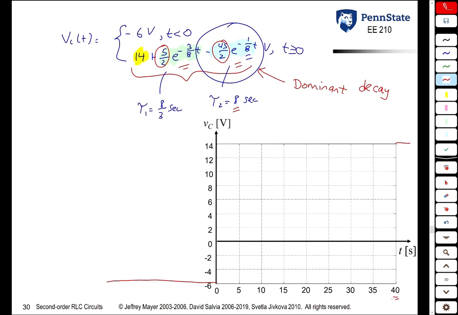So it's going to take about 40 seconds for the voltage to move from -6 volts up to 14 volts. So this is the approximate shape of VC of t. You can't really tell from looking at this response that it is the sum of two different exponentials, but it is.